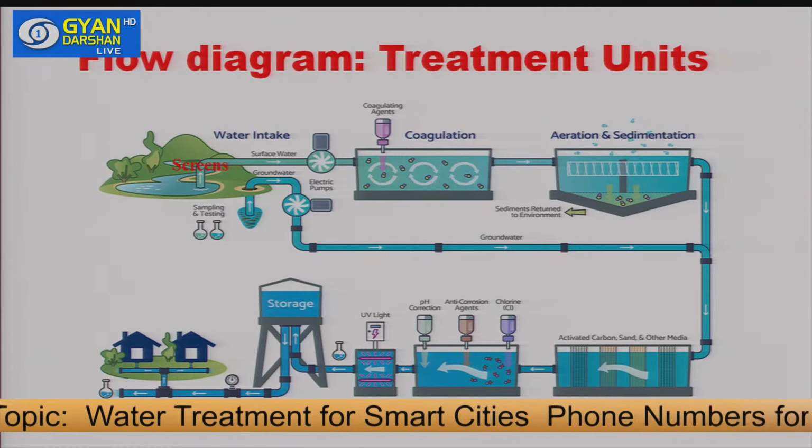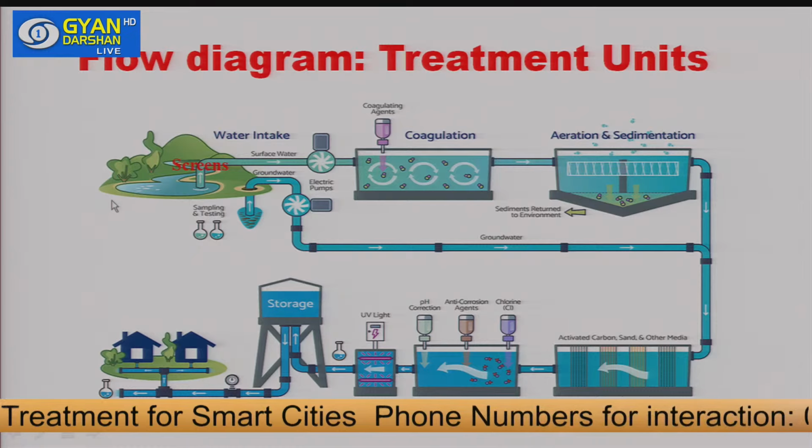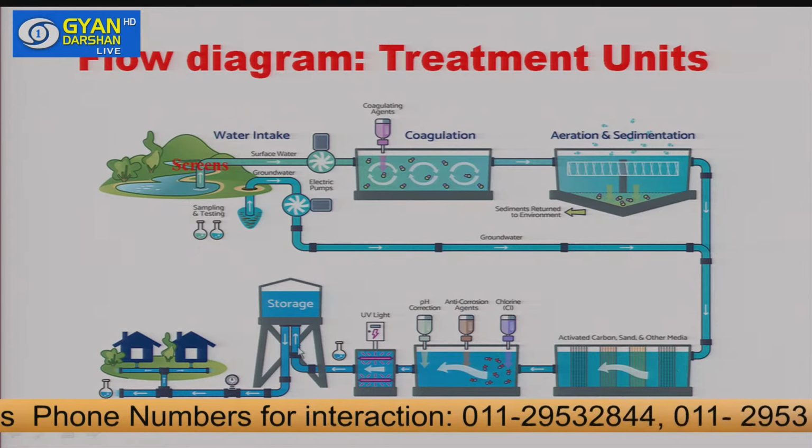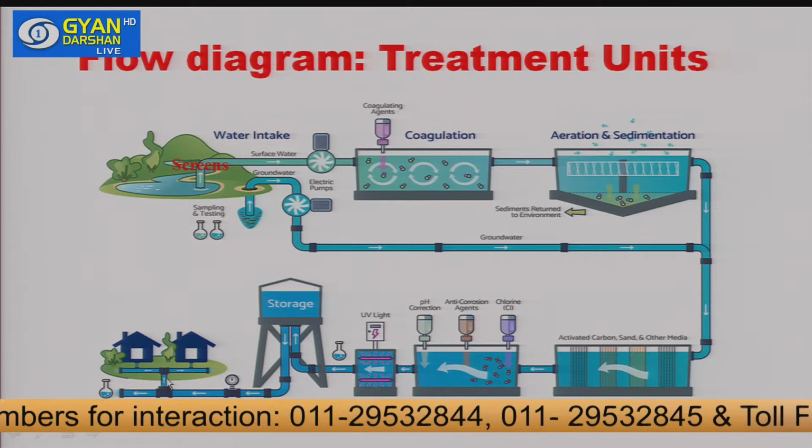So this is the flow diagram showing how water is taken from the source, how it is treated in the different units, and how it is supplied to the households.